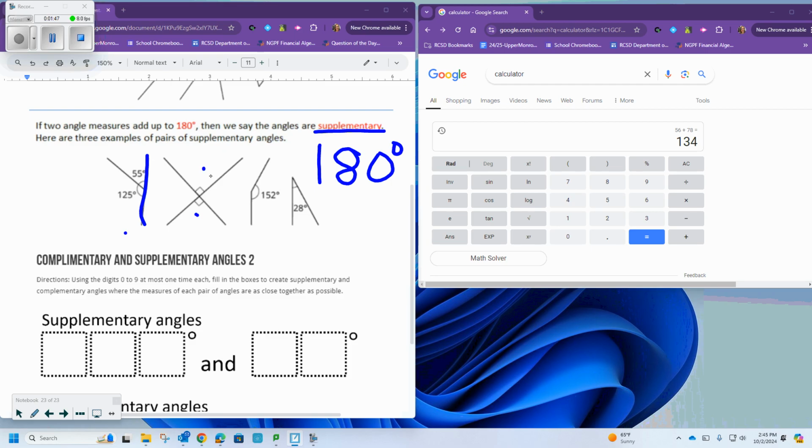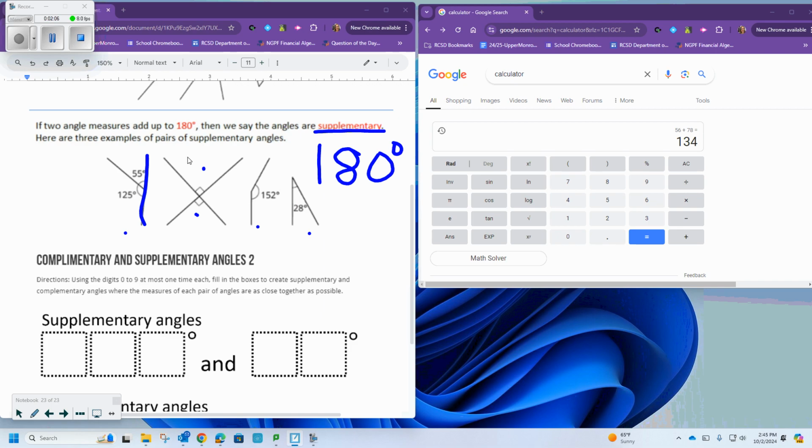Remember that little box means 90, so 90 plus 90 equals 180. And then here, they're two separate angles. They're not adjacent, they're separate, but when you add 152 plus 28, you get 180 degrees.